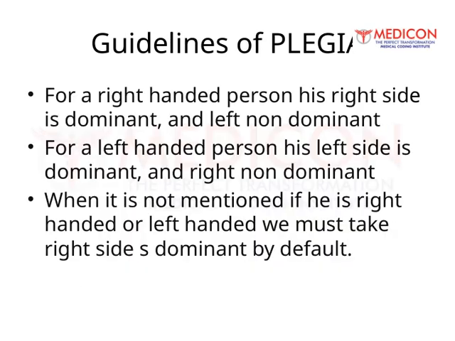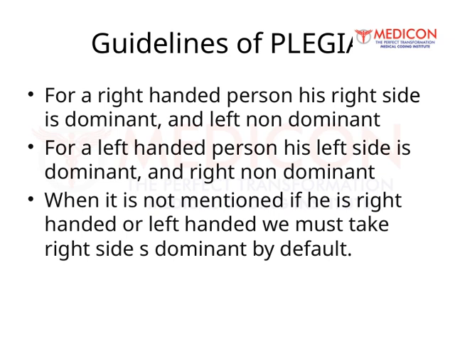Let's go over the guidelines of PLEGIA. First, it's important to understand that for a right-handed person, the right side of the body is typically dominant, meaning that side tends to be stronger and more coordinated. Conversely, the left side in that case would be non-dominant. Now, for a left-handed person, it's the opposite. The left side is usually dominant, and the right side is non-dominant.